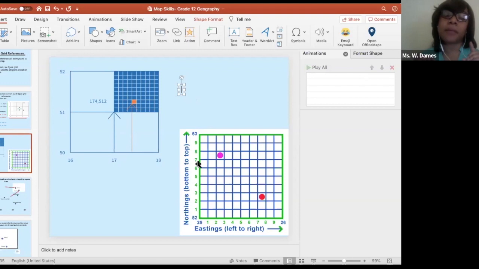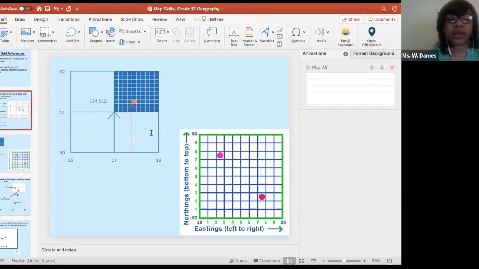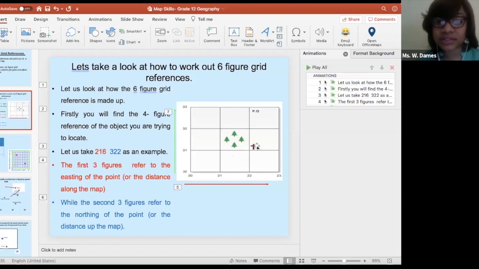I'm short for time, so I'm starting to rush. But one thing you need to remember: this would be the original square that you would be identifying. But in order to find a six-figure grid reference, that square has to be divided into 10 equal spacings. For example, if we wanted to find this cross, you're going to have to divide this square into 10 equal spacings. To get 10 equal spacings, you have to draw 9 lines, and not just 9 easting lines, you're also drawing 9 northing lines as well.